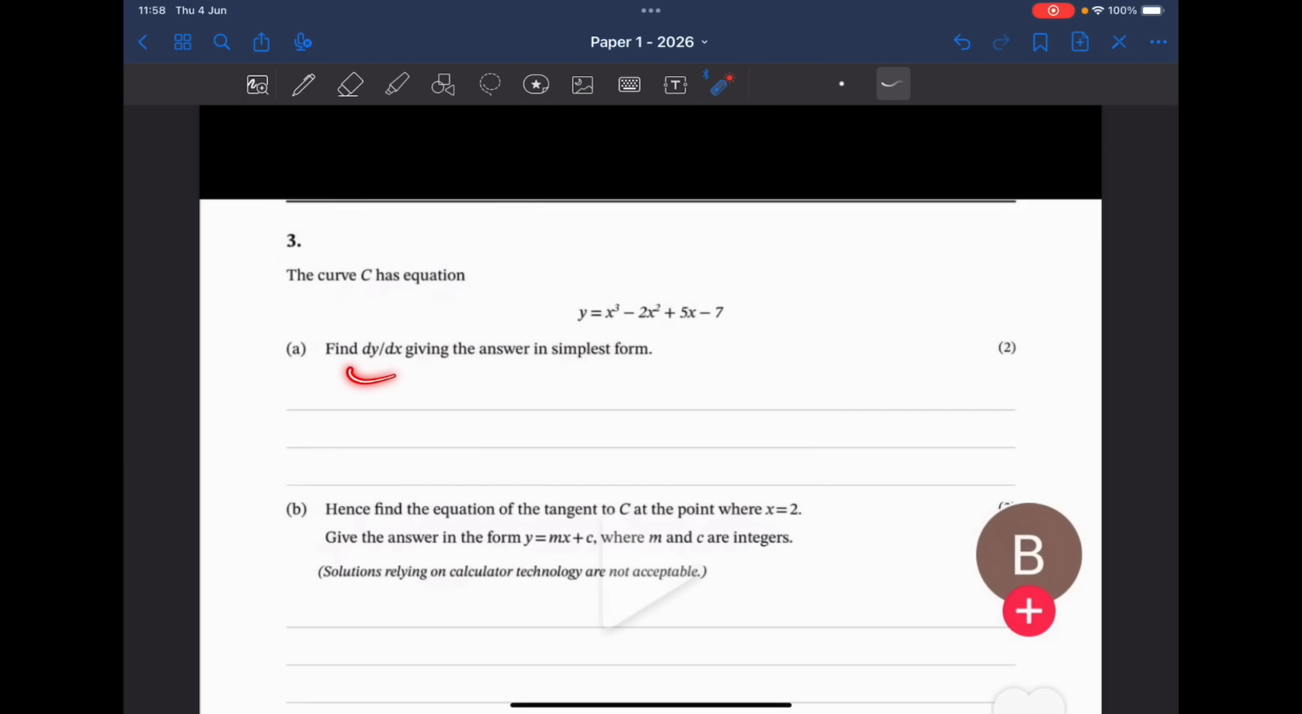Differentiate, find dy/dx, in simplest form. x cubed, 3x squared; 2x squared becomes 4x; plus 5x becomes a 5. Is that the same as yesterday? Yep, looks good to me.